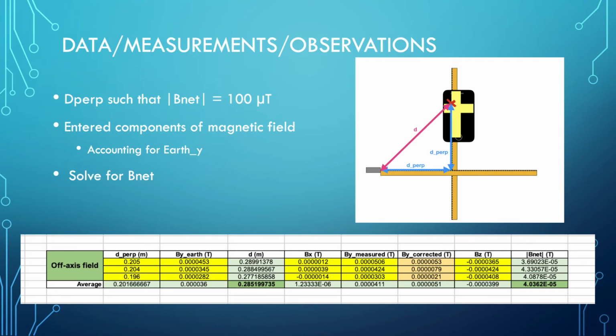And then we found the off-axis magnetic field. So what we did here was we moved our phone to the right of the bar magnet a distance d perp such that the magnitude of the magnetic field was 100 microteslas, and then we moved it up that same distance d perp. So now it was a distance d from the bar magnet, and then we did this 3 times for 3 different d perps, and each time we entered our components of the magnetic field, and then we accounted for the Earth's y component of the magnetic field, and we solved for the b net.